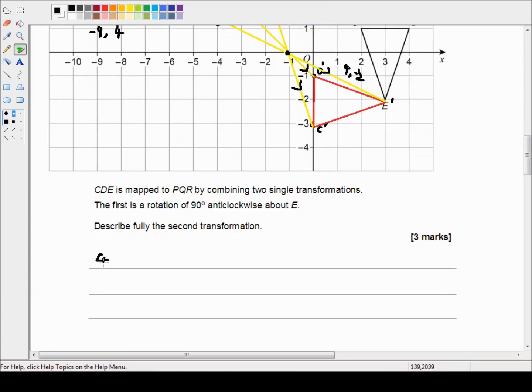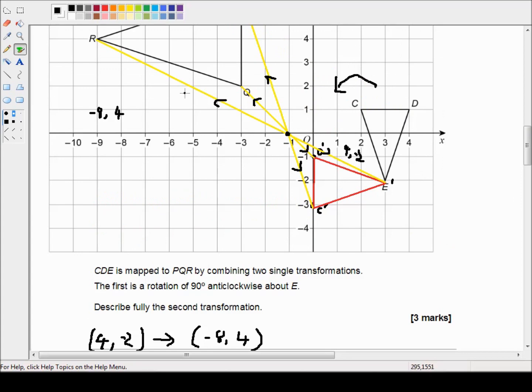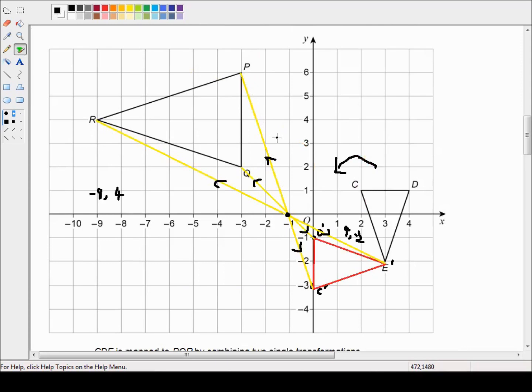So what we're trying to do is map 4 comma negative 2 to negative 8 comma 4. Well, what we've done is we've multiplied both the x and the y coordinates by negative 2, haven't we? So 4 times negative 2 is negative 8, and negative 2 times negative 2 is 4. So this vector has been multiplied by negative 2. Let's just test our hypothesis with another one.